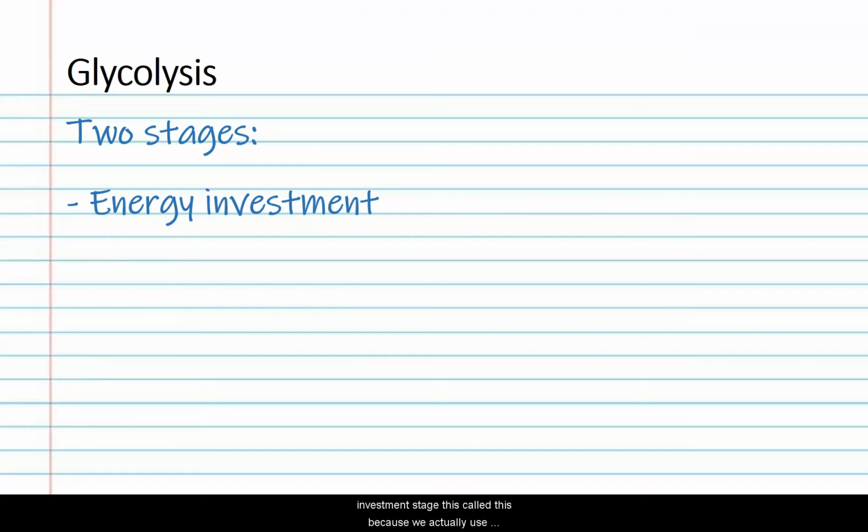Okay, so let's take a little bit of a closer look at what goes on in glycolysis. There are 2 stages, all right? It can be broken up into 2 halves. In the first half, we call it the energy investment stage. It is called this because we actually use a little bit of ATP in order to get that glucose molecule ready so that we can harvest the energy from it. And then the second half of glycolysis is that energy payoff stage where we actually are going to pull the energy out of the molecule.